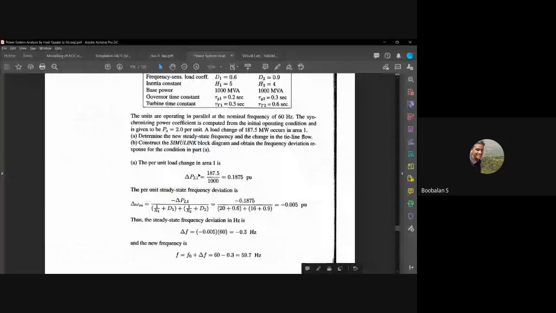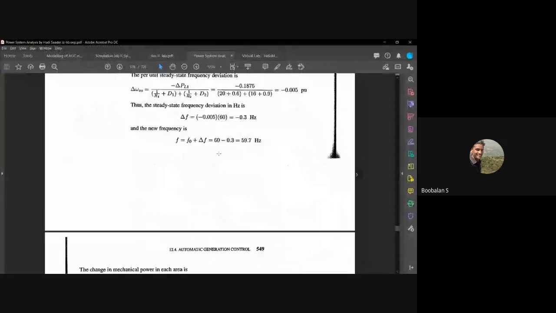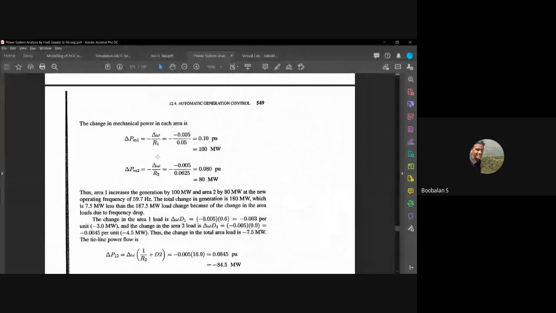So for that purpose we're just going to introduce some more things, right? We'll see the change in mechanical power. We're not going to calculate this mechanical power over here, the change in mechanical power in each area. So delta Pm1, delta Pm2. We could also calculate over here the change in frequency, just multiplying by gain values. Maybe you could also calculate over here, no issue.